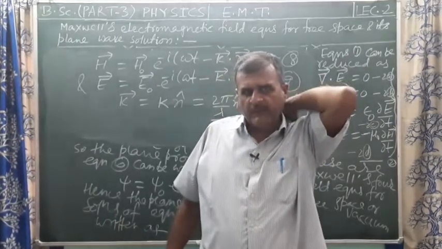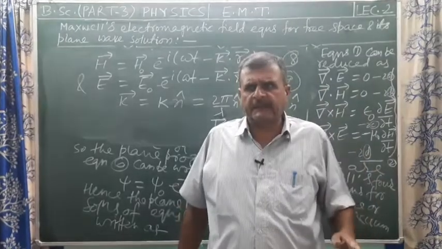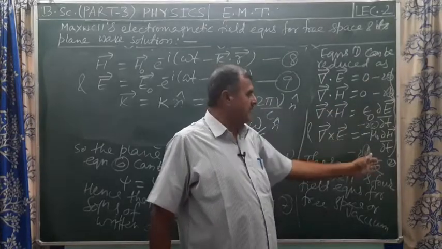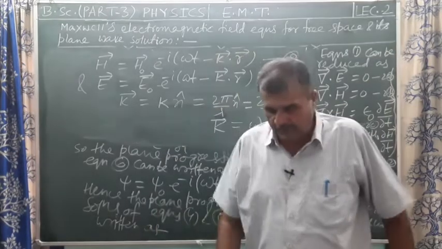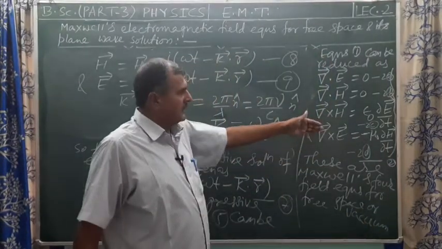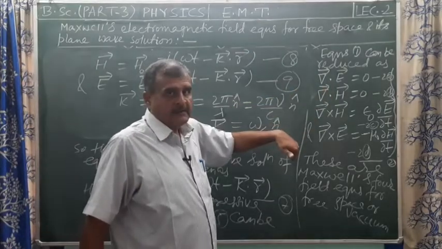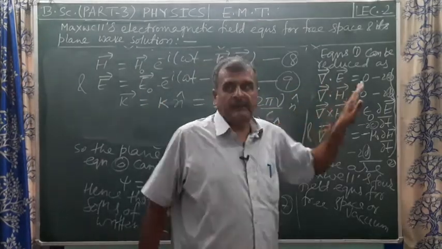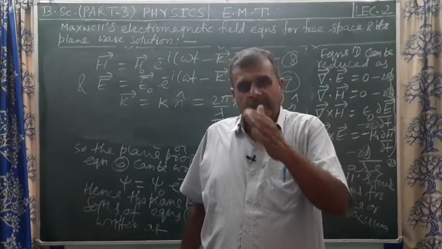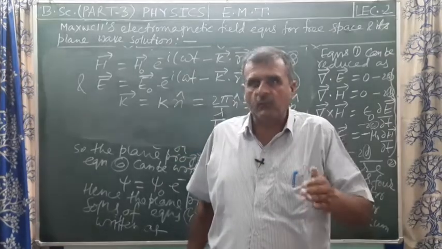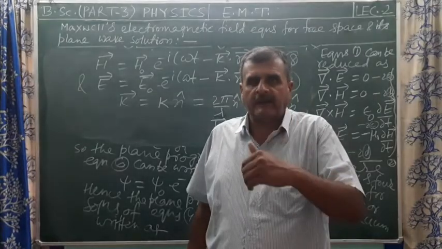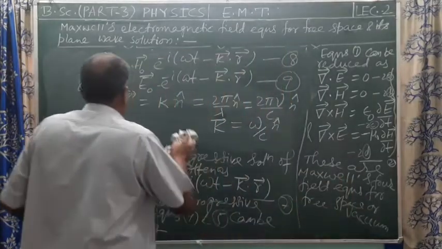Now, the Maxwell field equations in free space are given by the set of 4 equations represented by equation 2. In terms of field vector operators, equation 2, that is the Maxwell field equations in free space, can be represented by replacing the del operator by i k vector, and del upon del t by minus i omega. So equation 2 in terms of field vector operators can be written as follows.